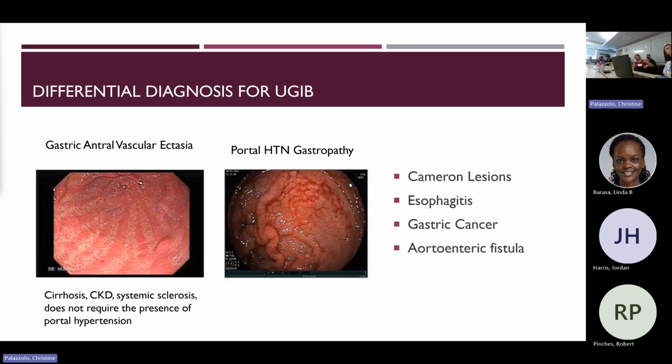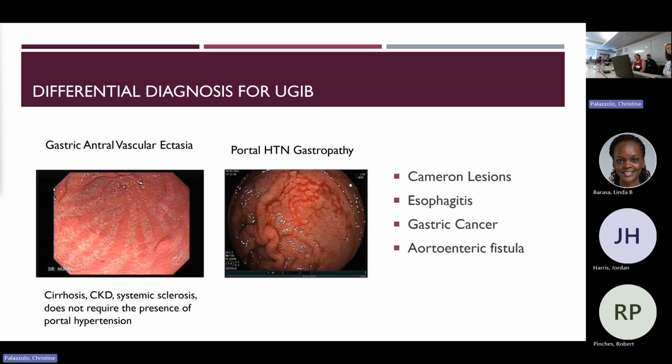No one mentioned GAVE. It's not a classic unstable presentation, but you also have to think of the causes of people who can ooze over time. With GAVE, there's the watermelon stomach. You don't need to have portal hypertension to have GAVE. You can have GAVE for several other reasons: CKD, cirrhosis, systemic sclerosis, portal hypertensive gastropathy, and your cirrhotics as well. And then some other ones we mentioned, gastric cancer. So I don't know what Cameron lesions are.